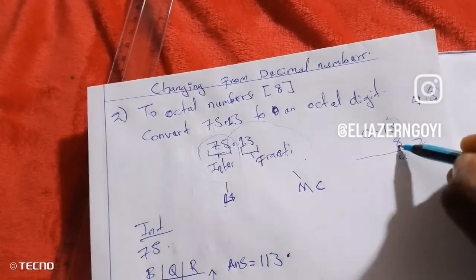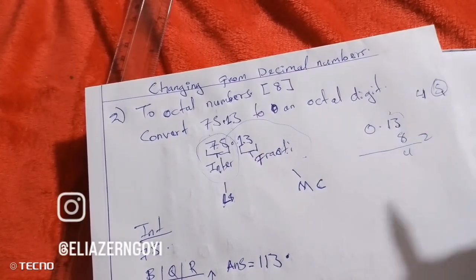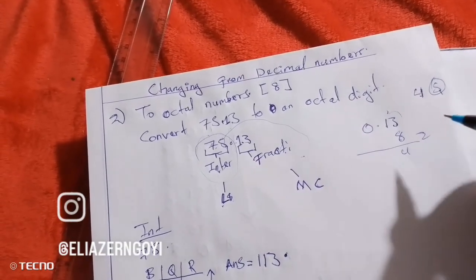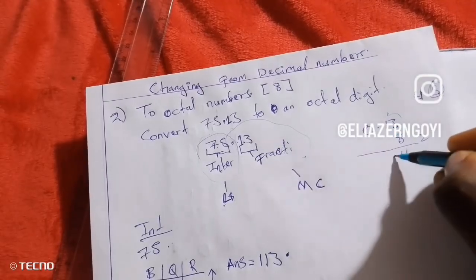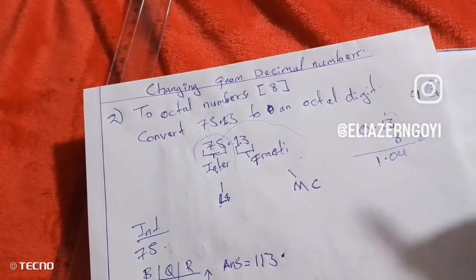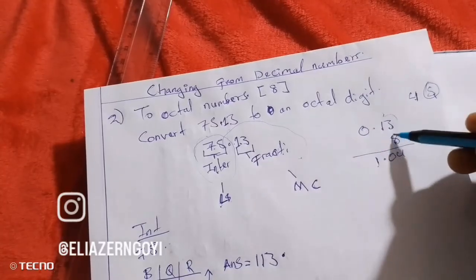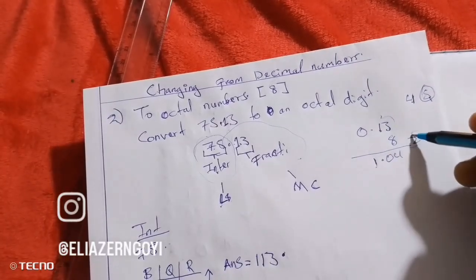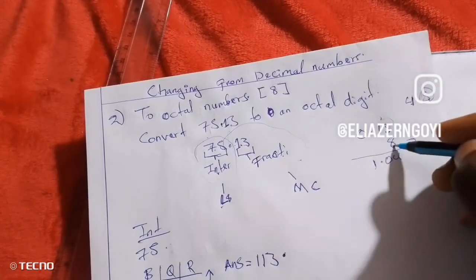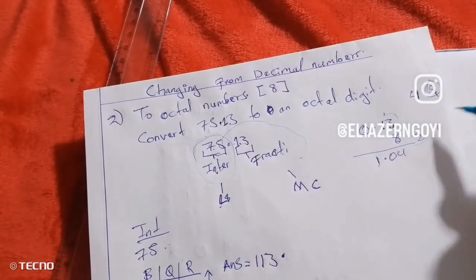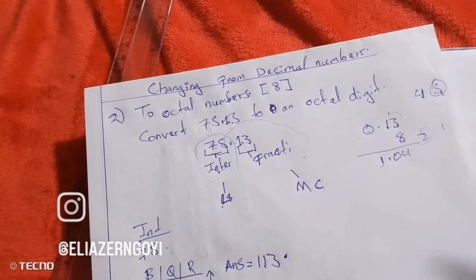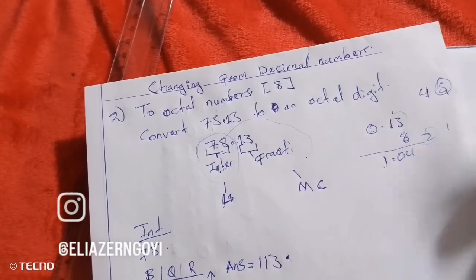8 times 1 is 8, plus the 2, that's giving us 10. How would you write that 10? We're going to write 0, and then the 1 will come this side, because 8 times 1 is 8, plus that 2, which is 10. So 10, we write 0, remainder 1. 8 times 0 is 0. That 1 comes here. You get what I mean. Let's just move on.